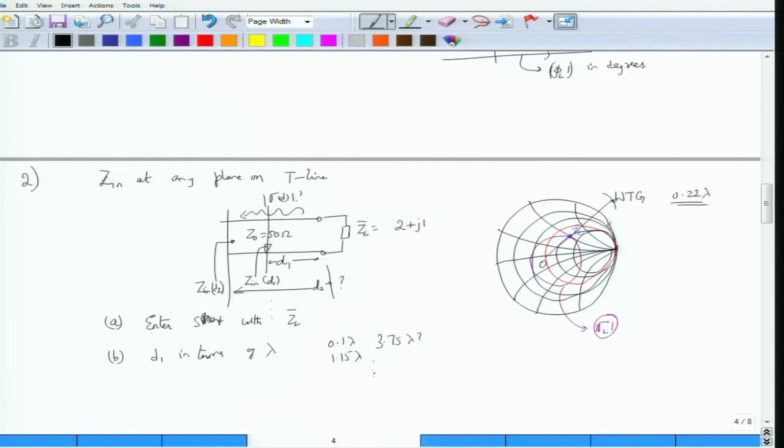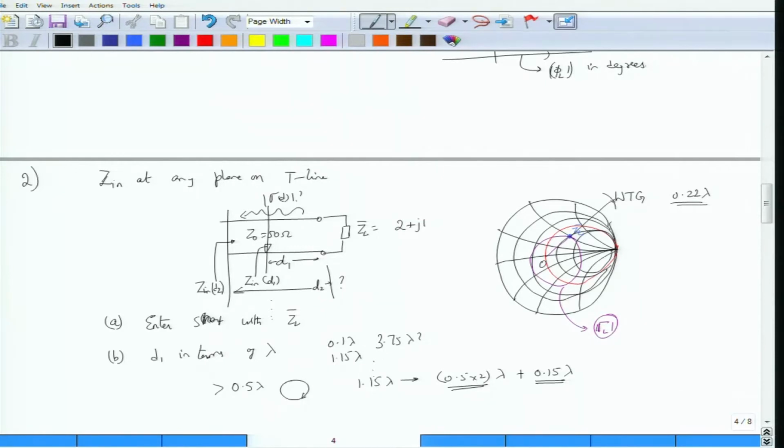And remember, whenever your distance D1 goes beyond 0.5 lambda, that means you have actually taken one complete revolution. Therefore 1.15 lambda should actually be 0.5 into 2 lambda plus whatever the component that is less than 0.5 lambda. So it's kind of a modulo 0.5 lambda that you are doing, and this is the distance that you have to move, because if you move this distance you are actually back to the same point.